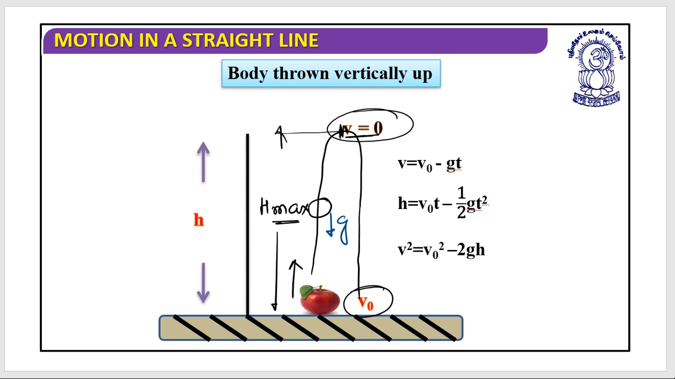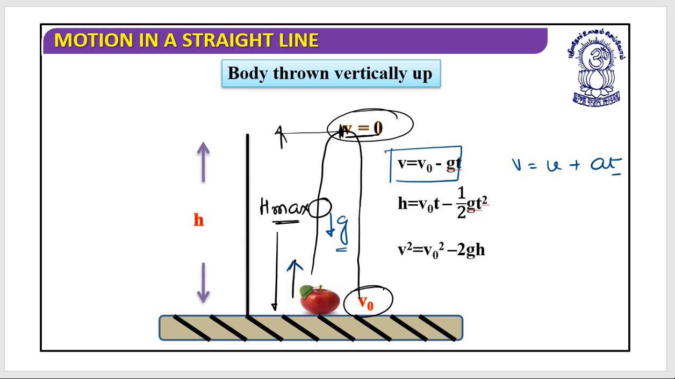So my relation was v is equal to u plus at. This was what I was writing when the direction of velocity and the direction of acceleration were the same. Now in this case, the direction of velocity is upward and the direction of acceleration, that means the direction of g, is opposite. So I need to write v is equal to v naught minus gt. I hope these things are clear to you.